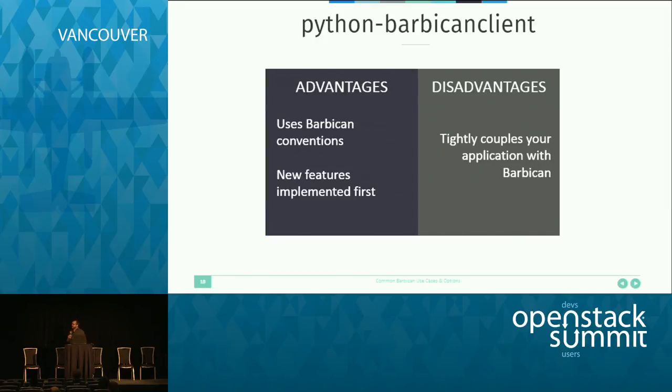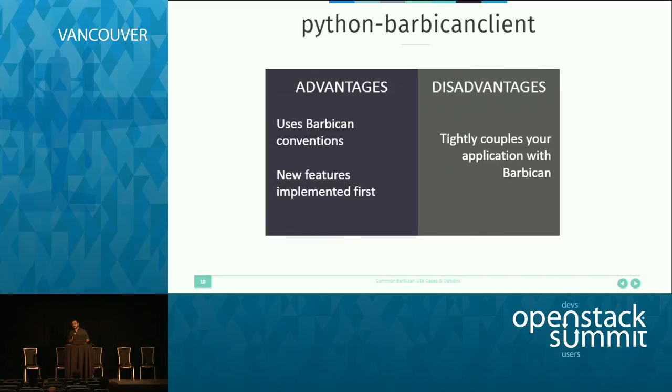There's a couple of advantages and disadvantages that you're going to have to consider when you're thinking about how to integrate with Barbican. One of the advantages of using the Barbican client is that it uses all these Barbican conventions that I just mentioned, like secrets, orders, containers, all those things. So you don't have to really relearn. If you know Barbican terms, you should know how to use Barbican client after that. Also, even though we're lagging, that is where we implement new features first. So if you want some new feature in Barbican, best bet is it's going to be implemented in Barbican client first.